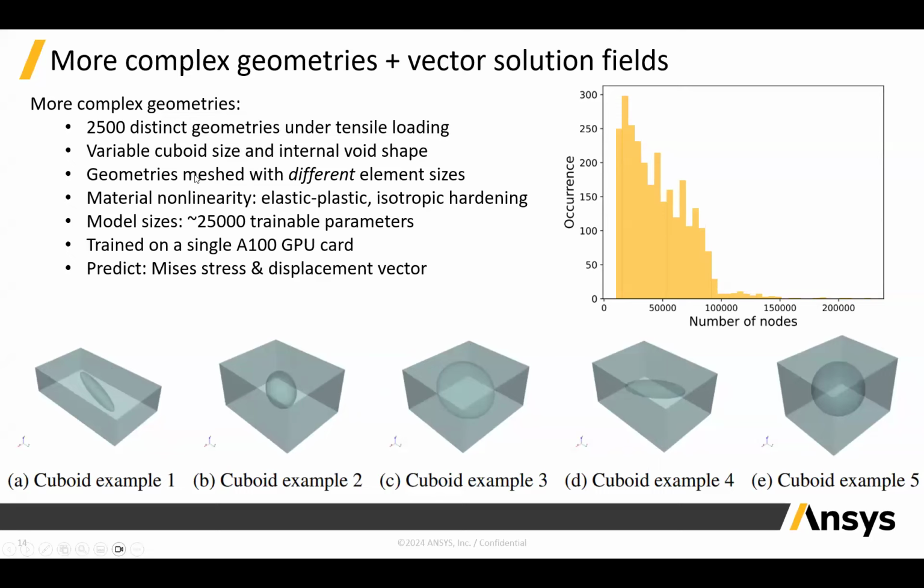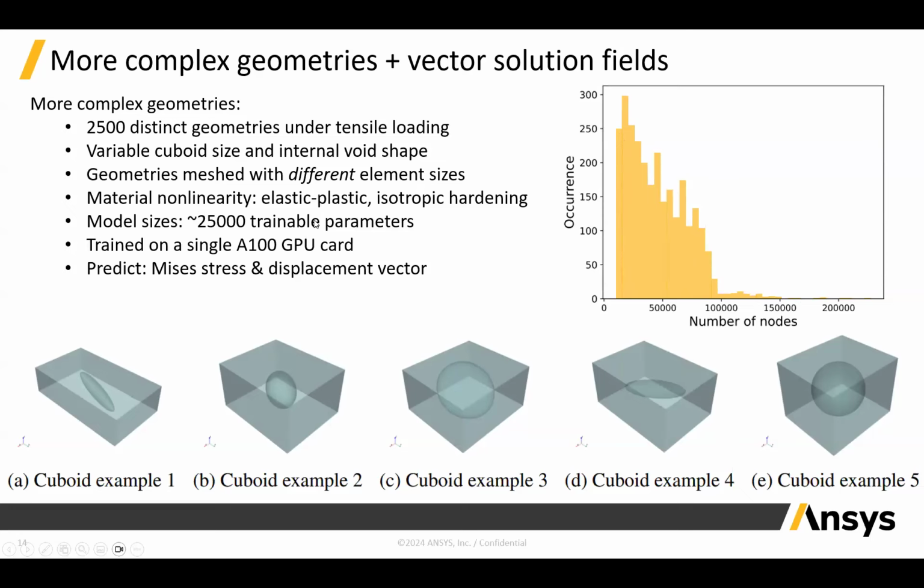In this case, we're also deliberately meshing the geometry with different mesh sizes. They're still all convergent mesh sizes, but we deliberately choose some smaller element sizes so that the mesh count is more spread out. Remember, in the previous case we meshed everything with the same element size and got more or less a normal distribution. In this case, when we randomly choose the element size, we get a much larger spread in the number of nodes in the data set. So that's also added complexity.